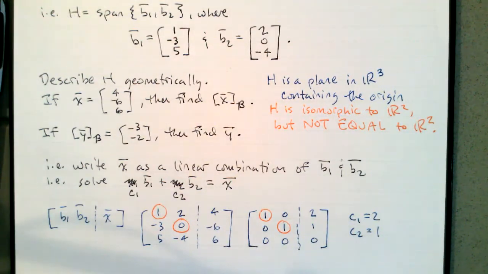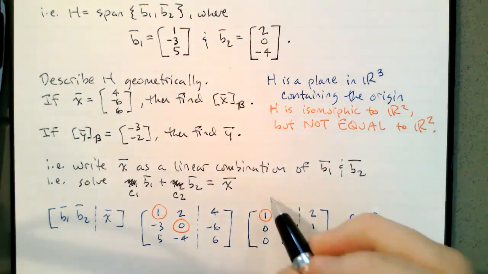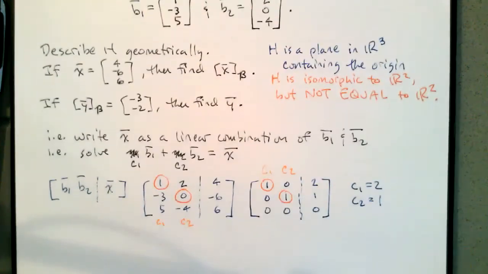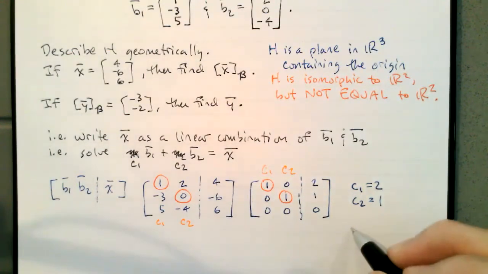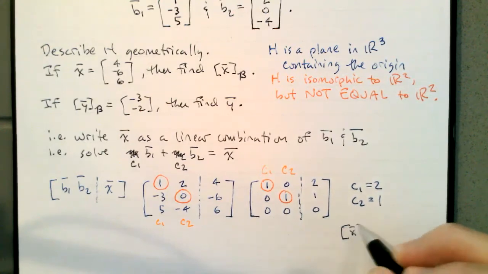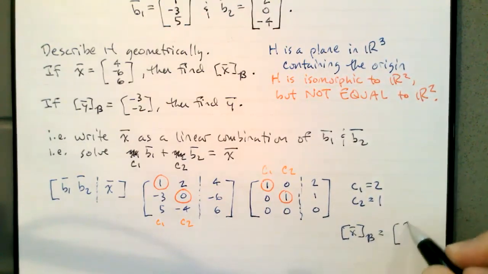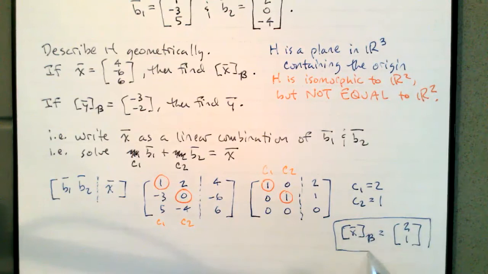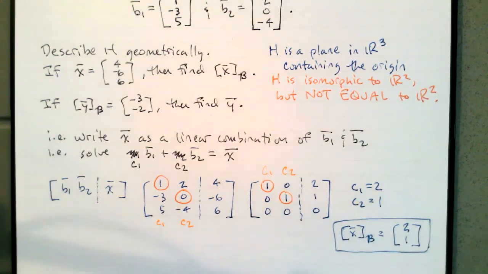So here are the coordinates of x relative to b. Notice that there's only a c1 and a c2. There's 3 columns in my matrix, but this is an augmented matrix, so the variables only show up in the first 2 columns. I've got a c1 column and a c2 column. So the coordinates of x relative to b are 2, 1.